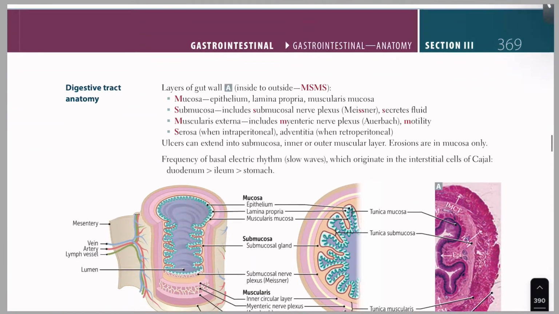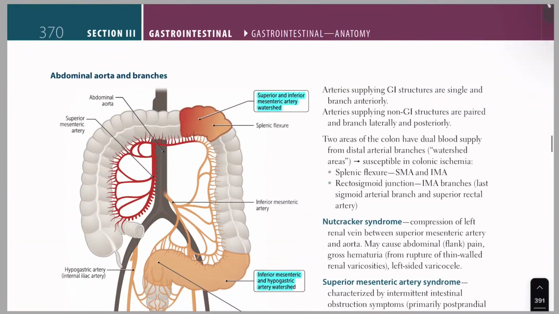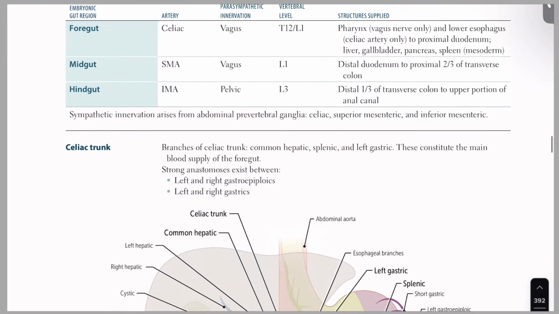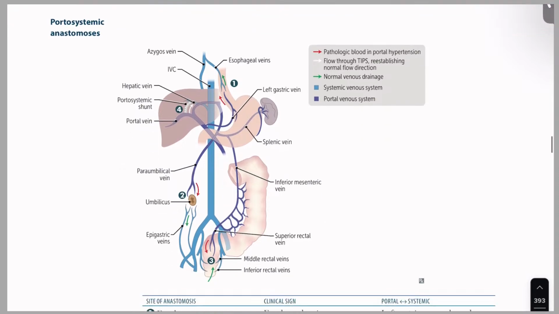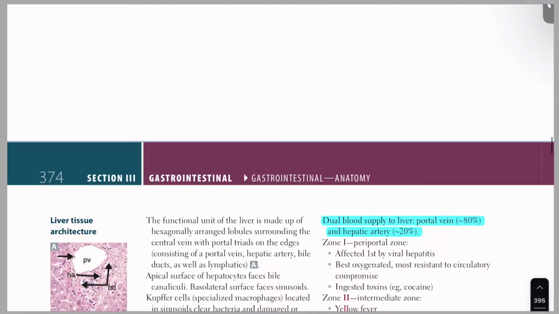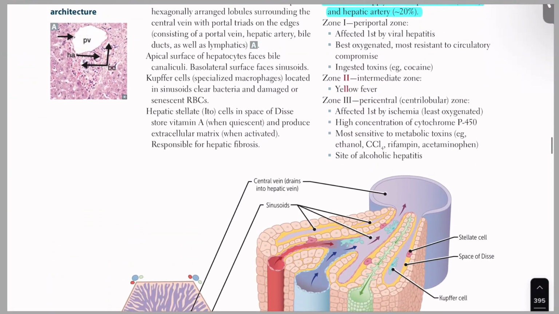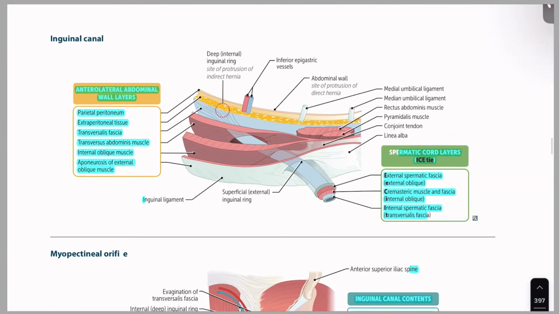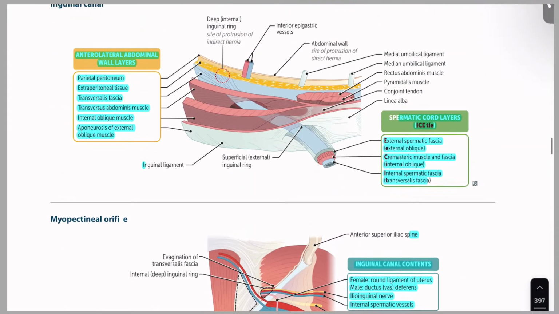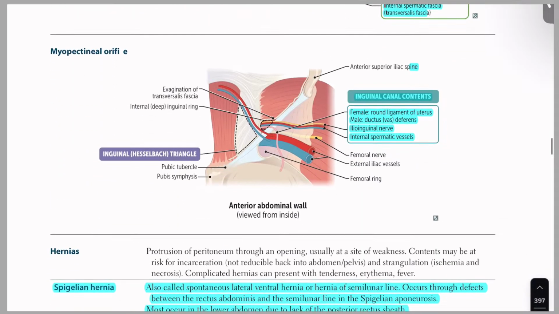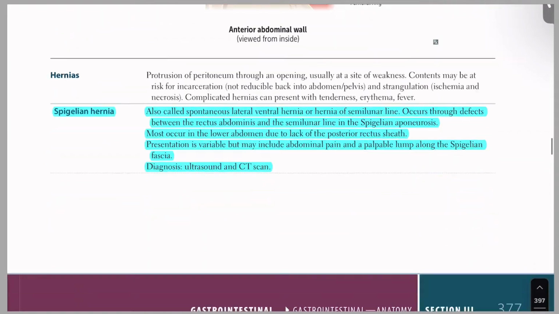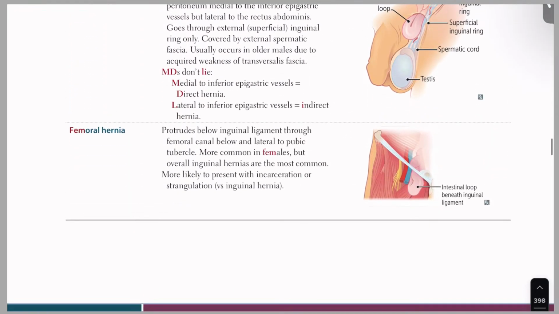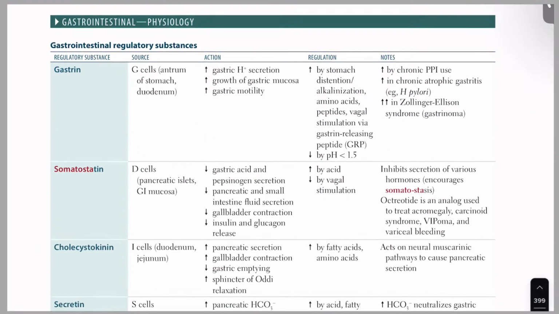Yes, we started from here: abdominal aorta and branches, gastrointestinal blood supply and innervation, celiac trunk, portosystemic anastomosis, pectinate line, liver tissue architecture, biliary structure, femoral region, inguinal canal, and myopectineal orifice, hernias, diaphragmatic hernias, indirect inguinal hernia, direct inguinal hernia, femoral hernia. So we have covered this much today.